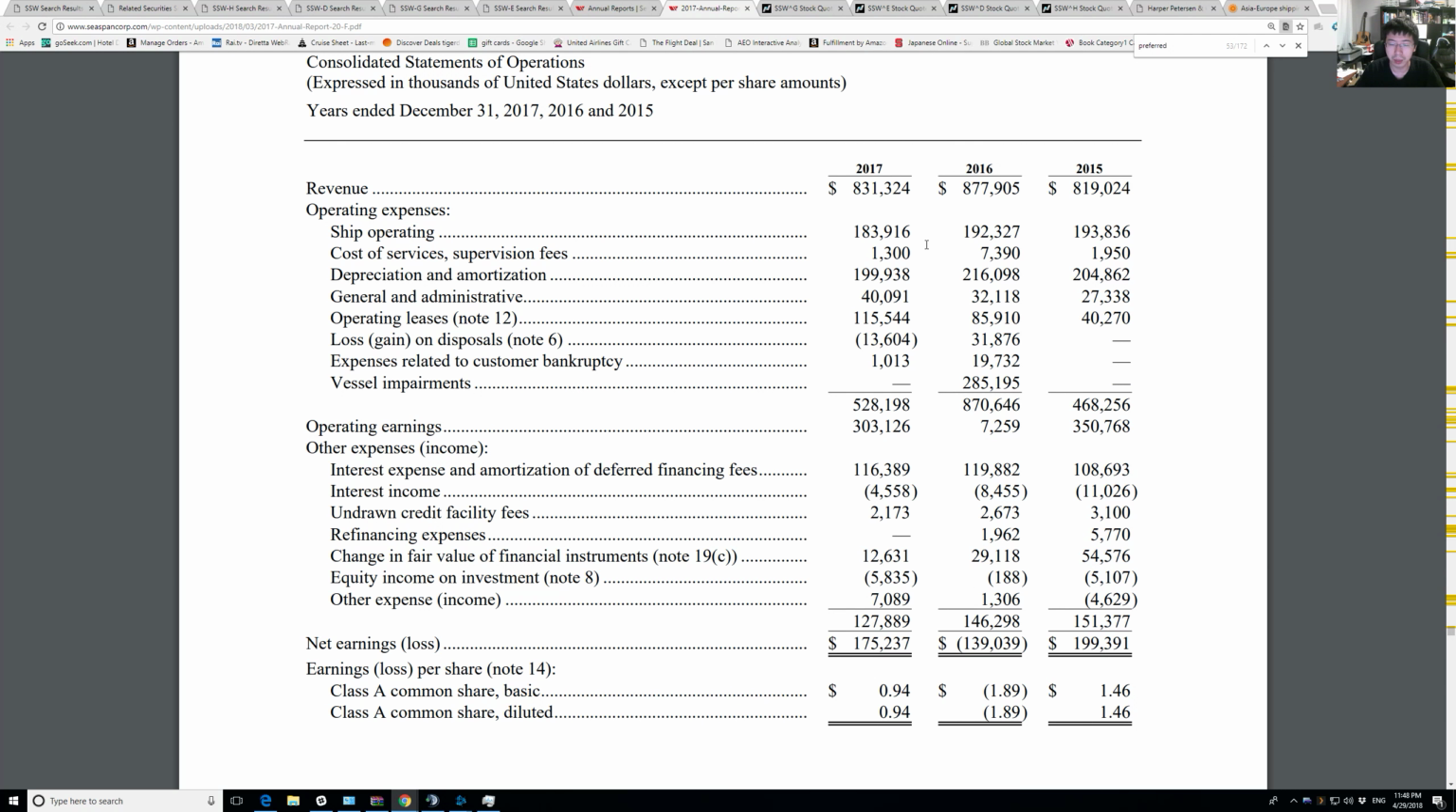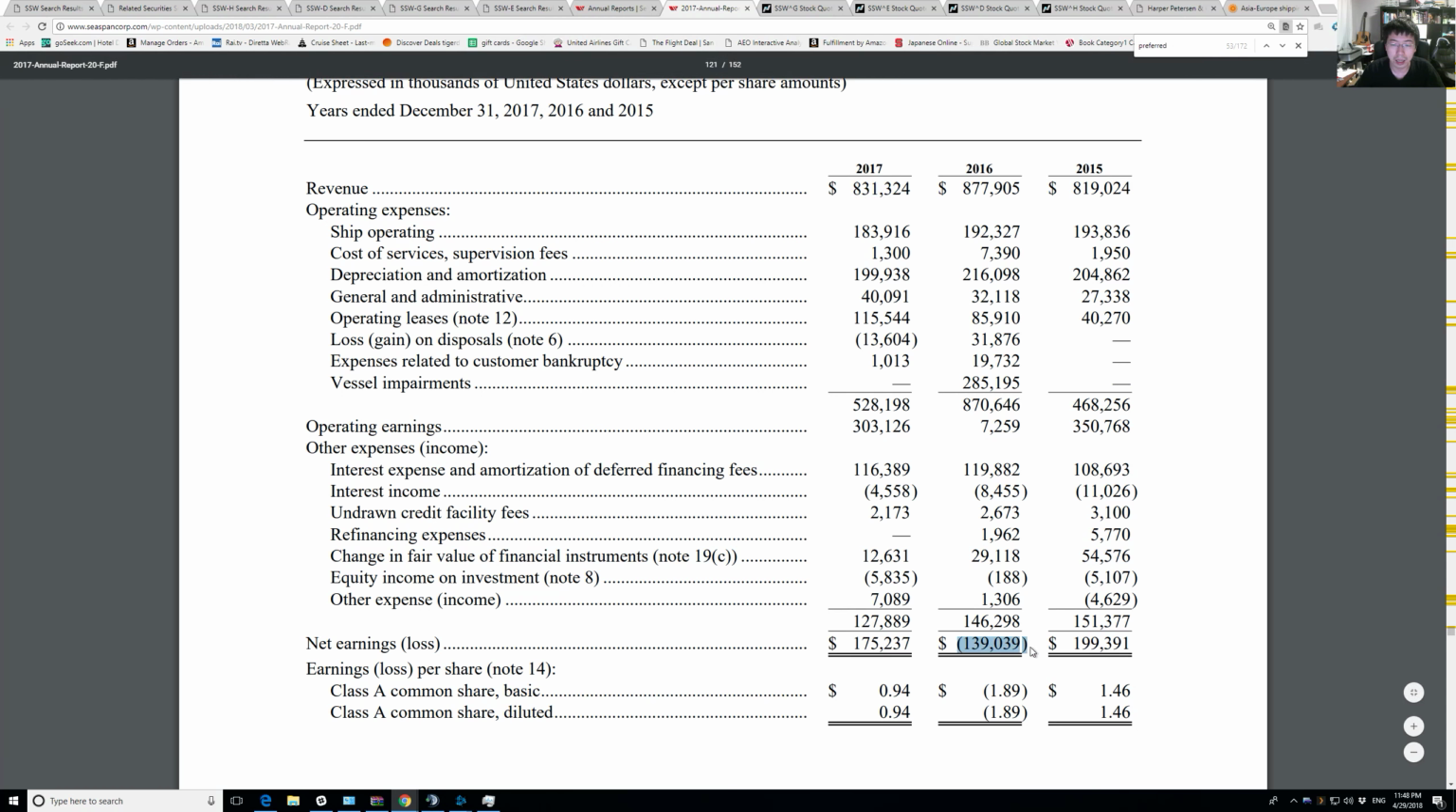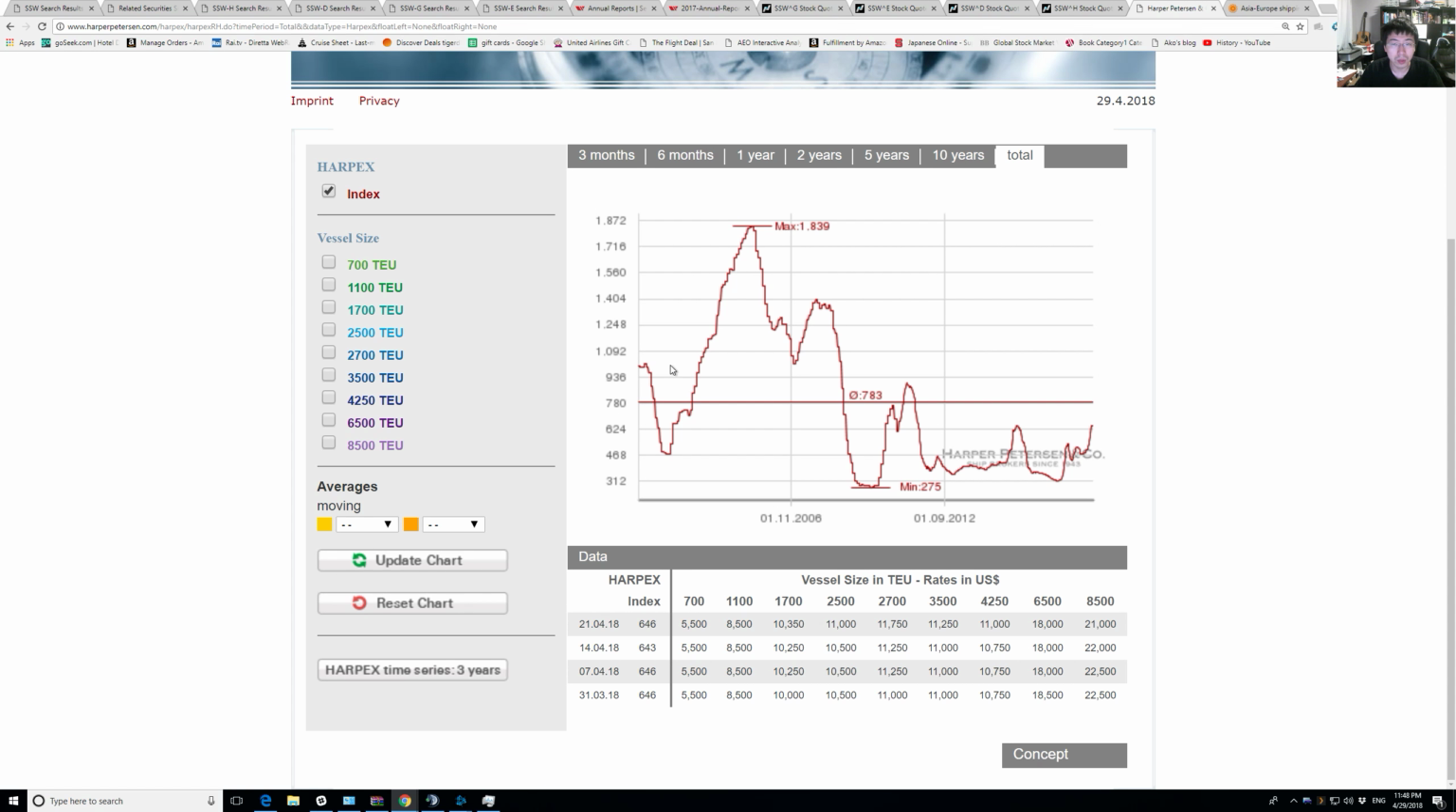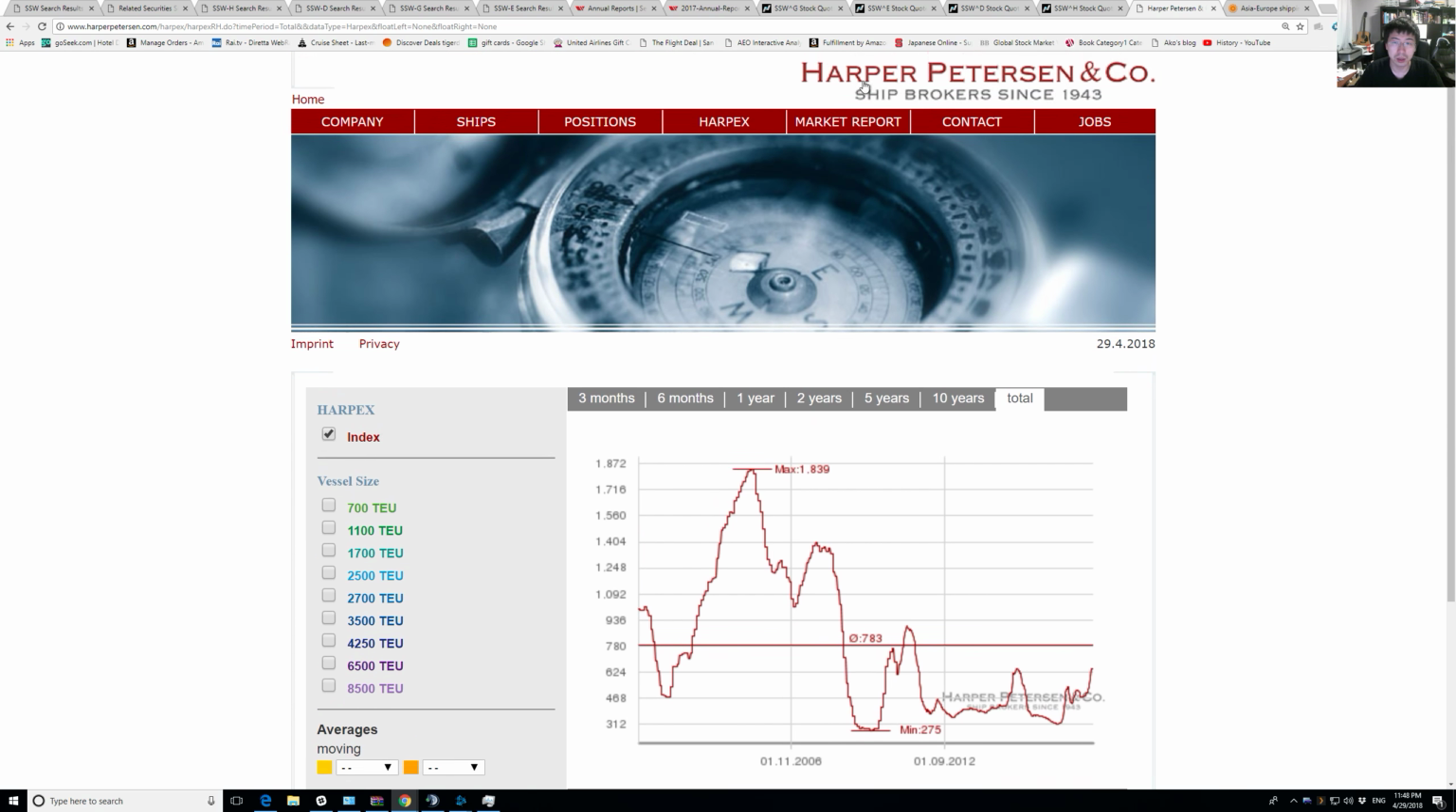So that's how much money they make on paper, but you can see that they had some loss in 2016. This is because the shipping charter rate went down a lot, and that's because container shipping itself, the price went down a lot. We can see it here. You got this is the price for container shipping.